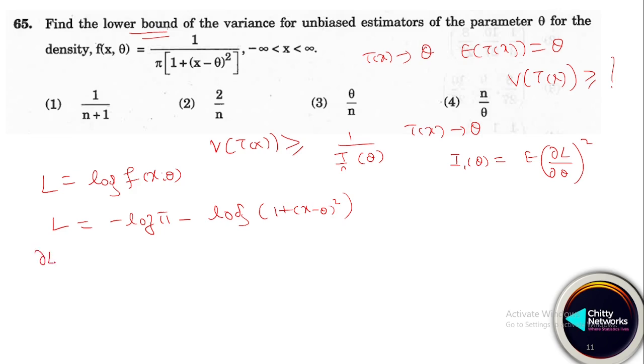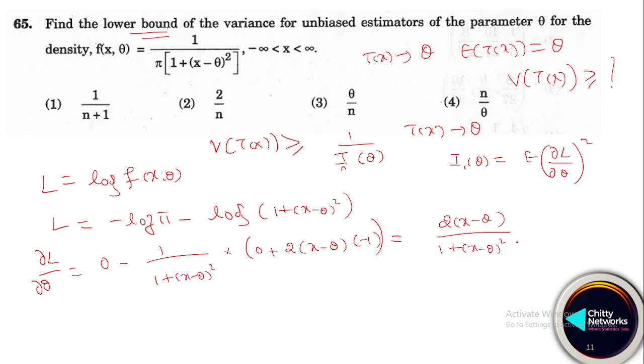So this is L. I'll differentiate this L with respect to theta. dou L by dou theta equals, the first term is independent of theta, so it will be 0, minus 1 upon (1 plus (x minus theta) whole square), and then the internal differentiation: the differentiation of 1 is 0, plus the differentiation of (x minus theta) whole square is 2 into (x minus theta), and the differentiation of minus theta is minus 1. So this will be minus into minus, that is plus 2(x minus theta) divided by (1 plus (x minus theta) whole square). Now we have to take the expectation of the square of this.